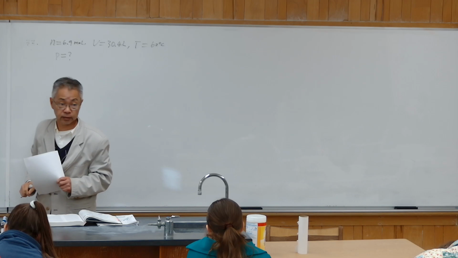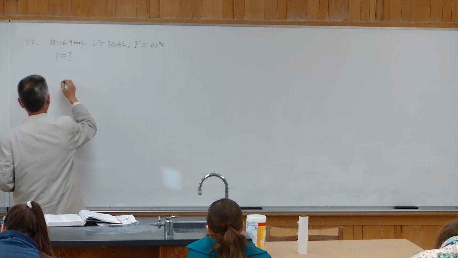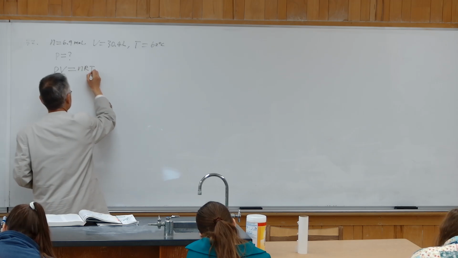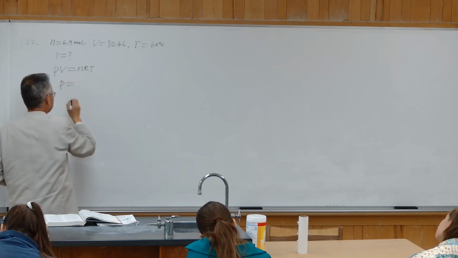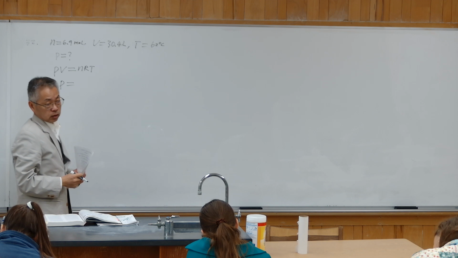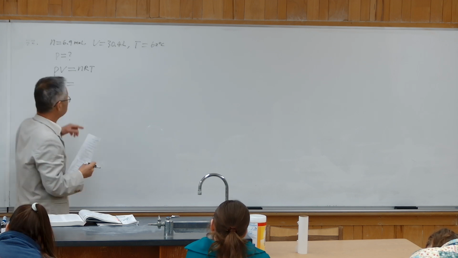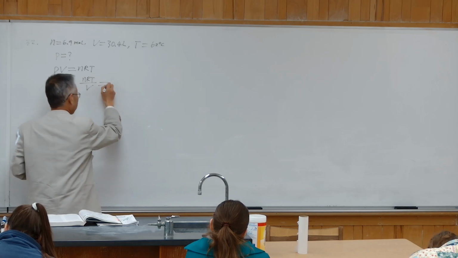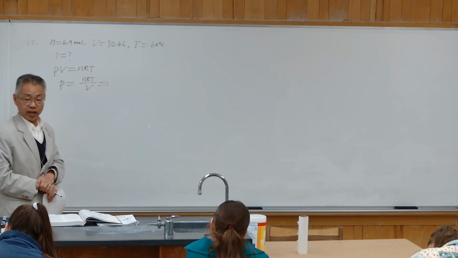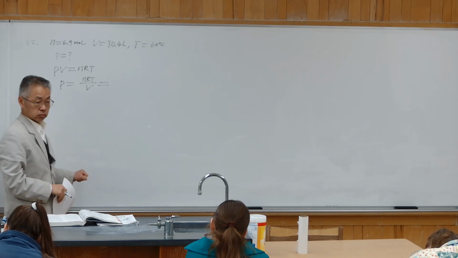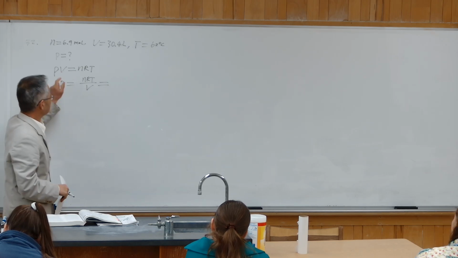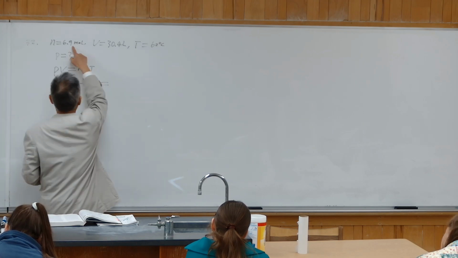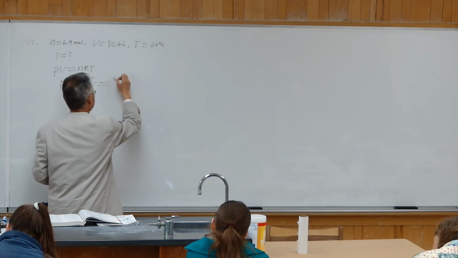Yes. Ideal gas equation. I always think about ideal gas equation. PV equals to nRT. Then P equals to what? Both sides divided by V, right? So nRT divided by V. I wish at this time everybody can solve this. nRT divided by V, not V divided by nRT. And so n is 6.9 moles.